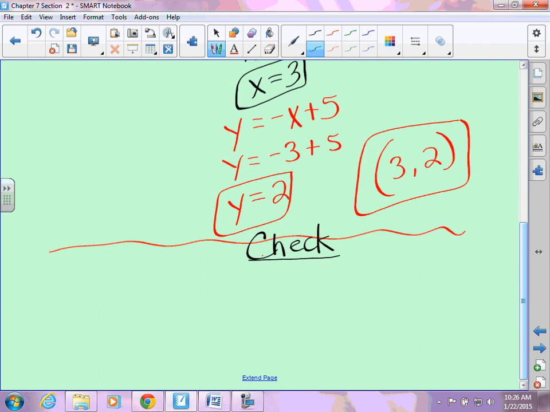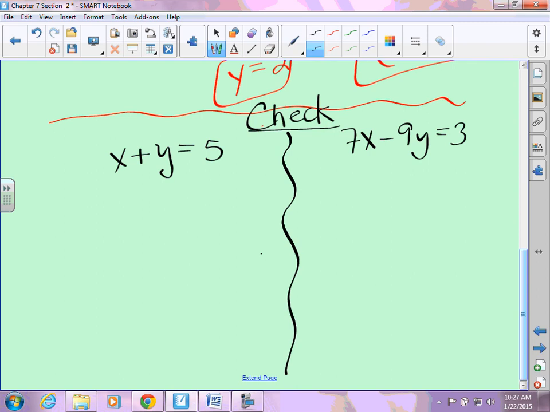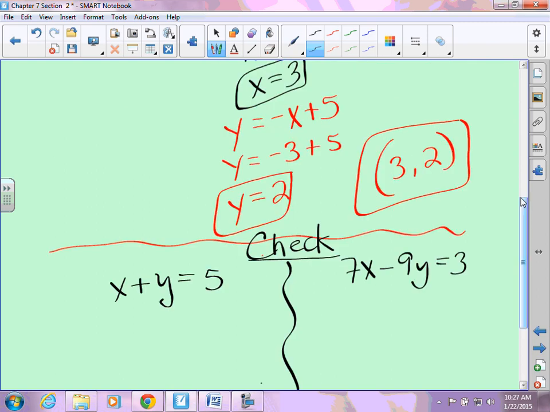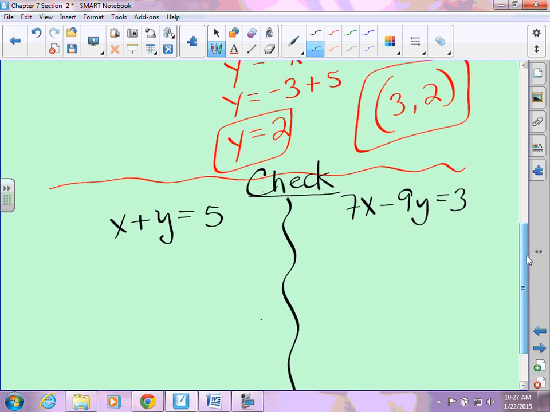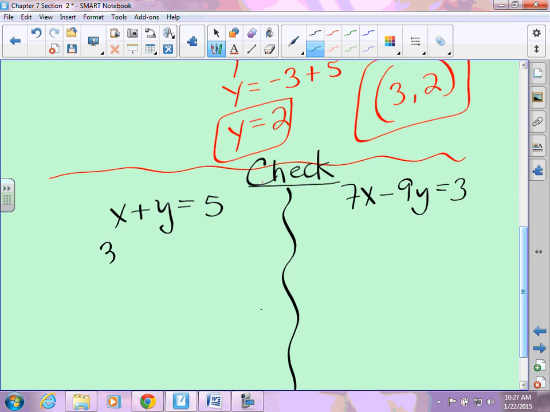And what you're going to do is you're going to take that ordered pair. So I got the ordered pair, 3, 2. I'm going to plug in 3 plus 2 equals 5. Does 5 equal 5? Yes. So far, so good. Plug in the next one. 7 times 3 minus 9 times 2 equals 3. 21 minus 18 equals 3. 3 equals 3. Whew. So it's a 1 solution, and I'm good to go.